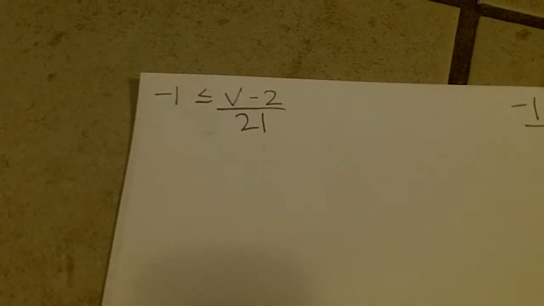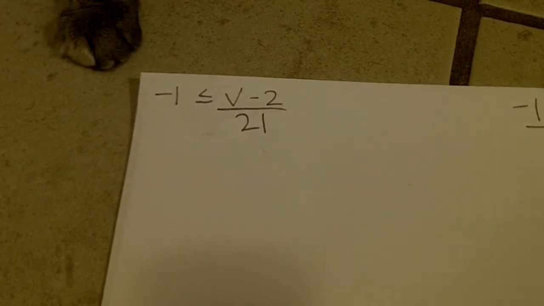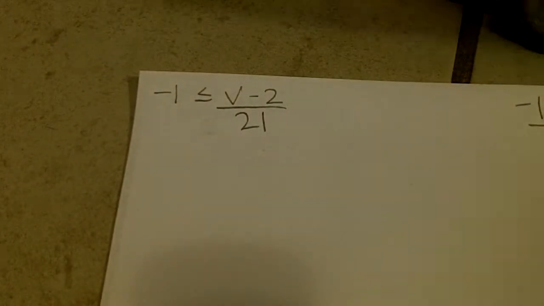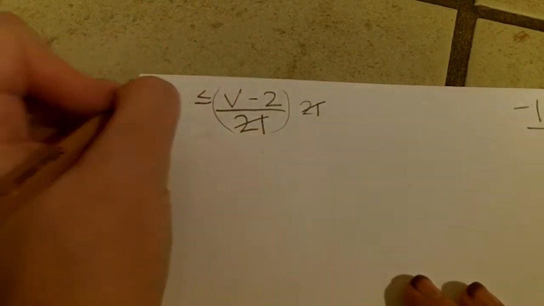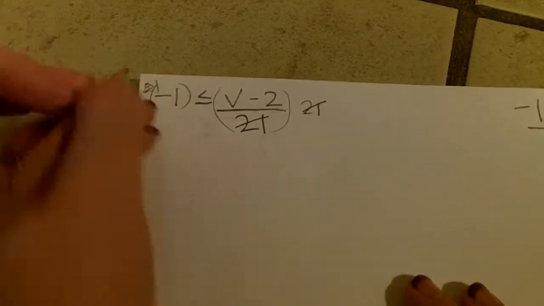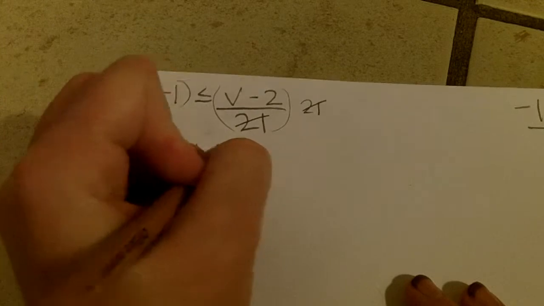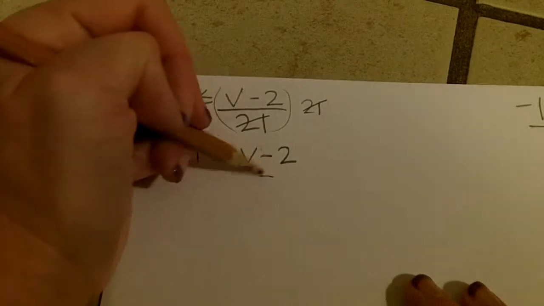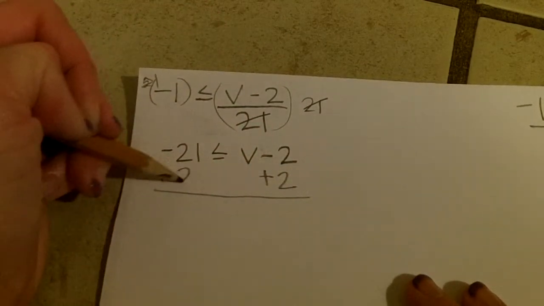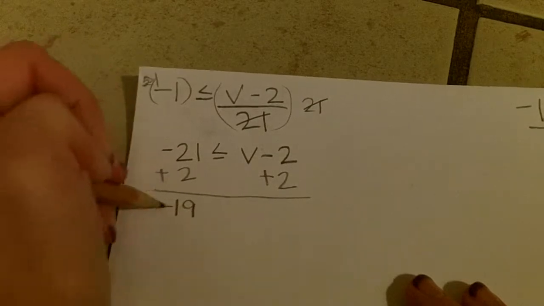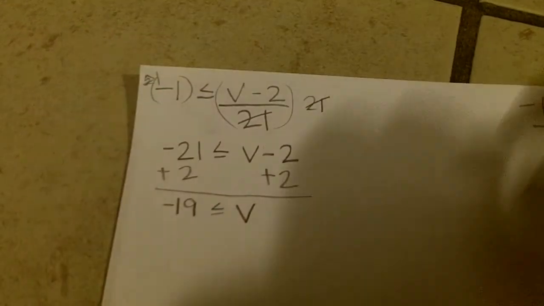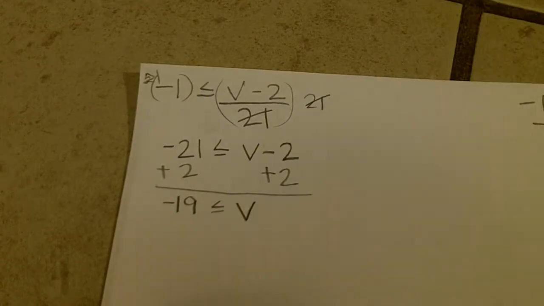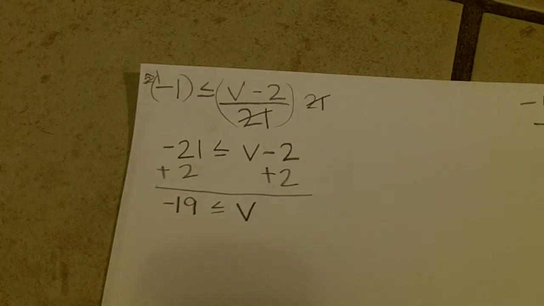On the back side of our paper, we start off with this problem here. I'm going to again multiply everything by 21 to remove my 21. That gives me negative 21 is less than or equal to v minus 2. Add 2 to both sides. And v is going to be less than or equal to negative 19.